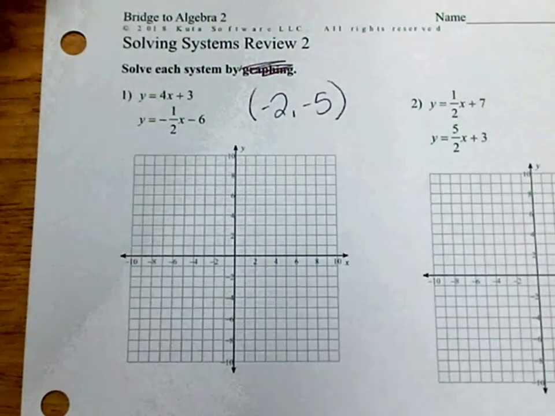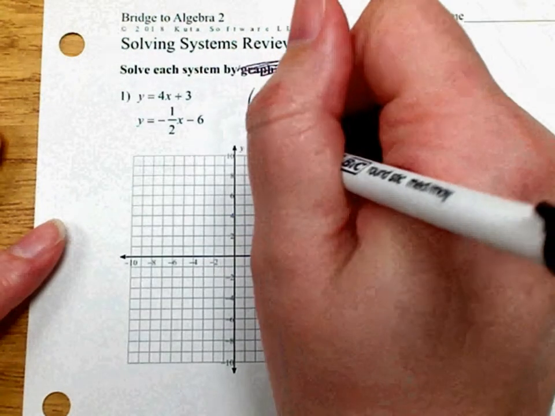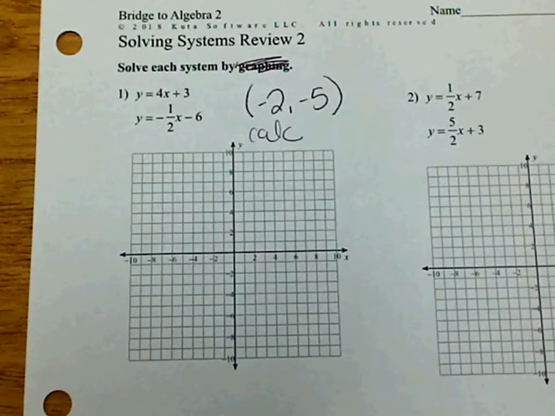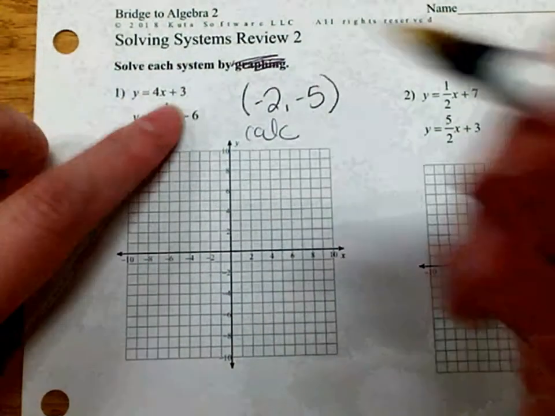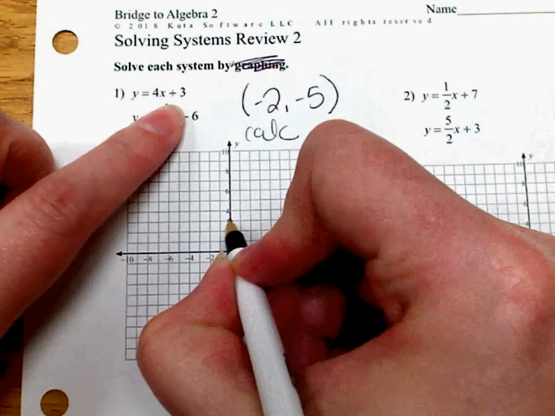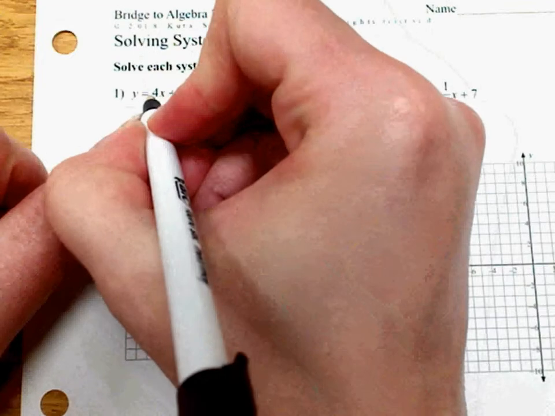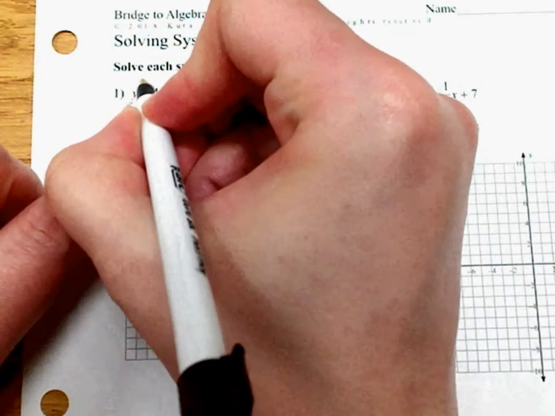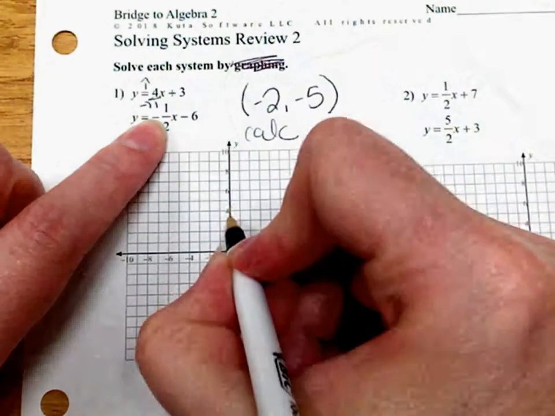So you could, on the test, simply write calc here and be done. The disadvantage, though, is you're not going to get partial credit if you did it wrong, so you may want to check it using the graphing. So you might want to go to +3 right here, and then you want to go, this is a +4, so you're going to go up 4, forward 1.